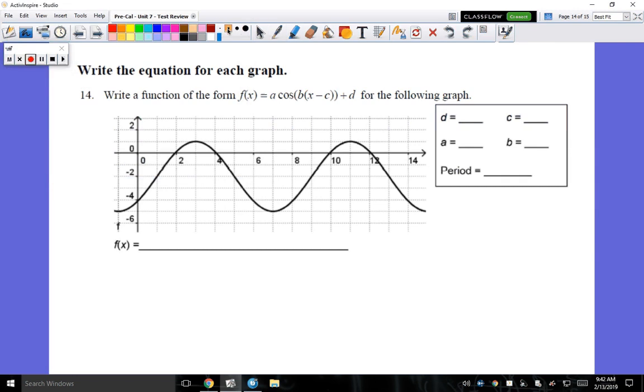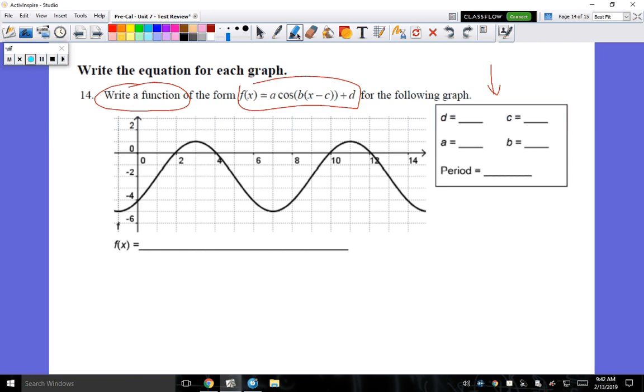Okay, so number 14, it says write the function in this form from the following graph. So let's go ahead and find the pieces that we need as far as all of our A, B, C, D, and period values from the graph.